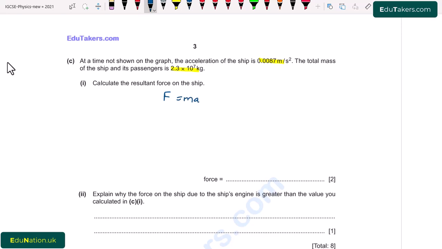Here mass is given, that is 2.3 into 10 to the power 7, and acceleration is given, that is 0.00087. So the force comes to be 2.0 into 10 to the power 5. And the unit of force is Newton. So I write here 2.0 into 10 to the power 5 newtons.